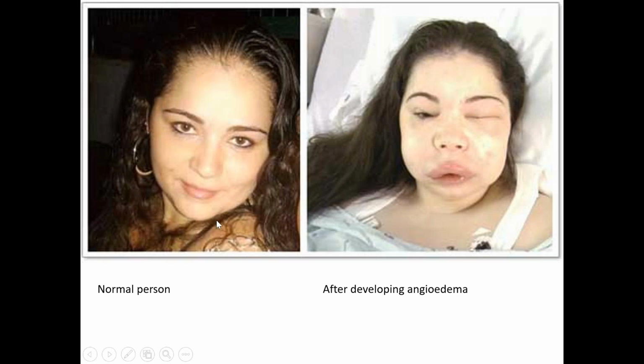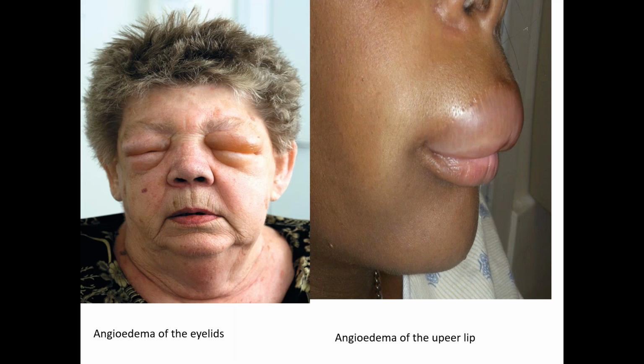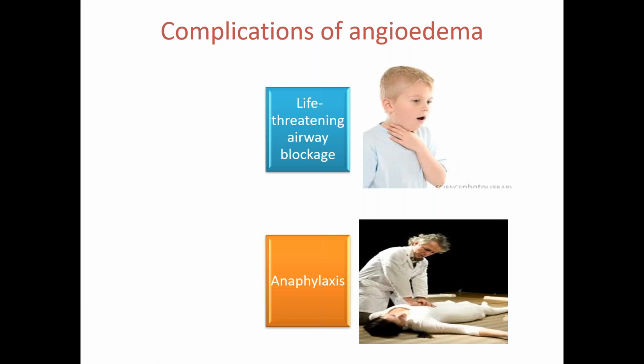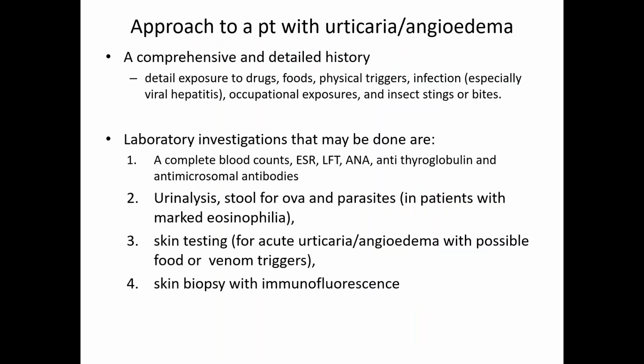So here are the pictures. You can see this is normal, and when the patient has acute angioedema, see, this may sometimes block your airways, so this may lead to difficulty in breathing. Another one, you can see angioedema here, both eyes have been closed, and the upper lip has been involved. The complication is life-threatening because of airway blockage. Anaphylaxis can occur, so you need to give immediate attention to these patients.